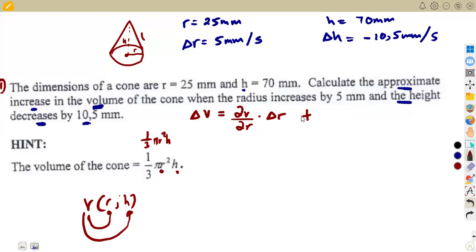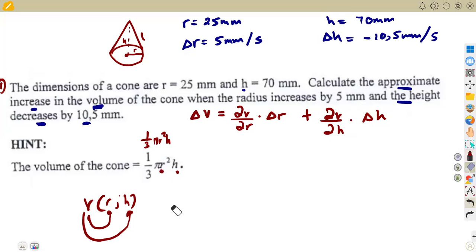Every variable there has to be affected. You affect with respect to the radius, you affect with respect to the height. Every variable given there has to be affected. That is the condition of our question. So this is the derivative of the volume with respect to the height times the change that happened on that height. That's it. That's the idea.